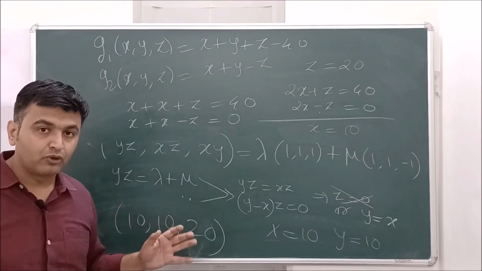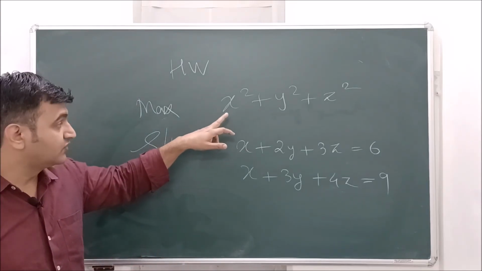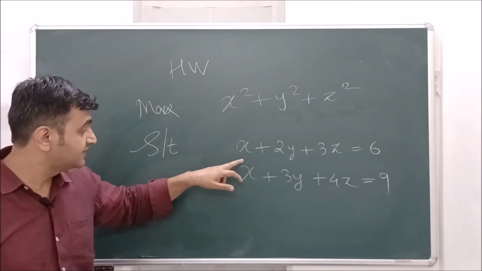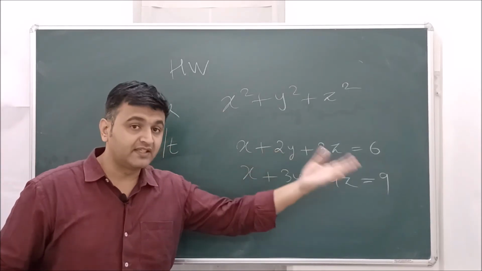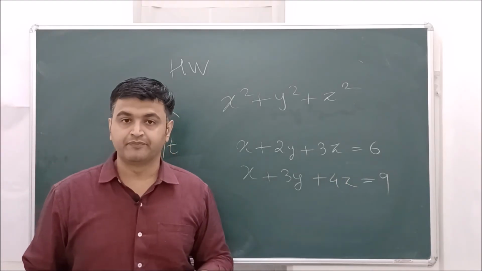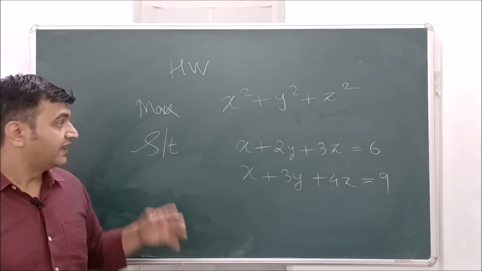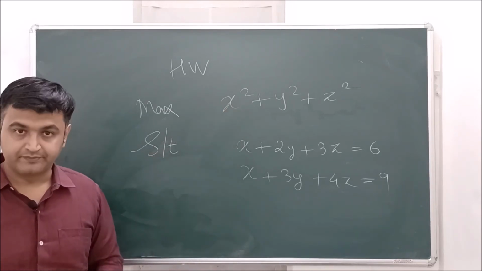Now let me give you a homework problem for practice. So here is another problem. You need to maximize this f. Your g1 is x plus 2y plus 3z minus 6. Your g2 is x plus 3y plus 4z minus 9. Again use the method and try to find the values x, y, z which will maximize the function.